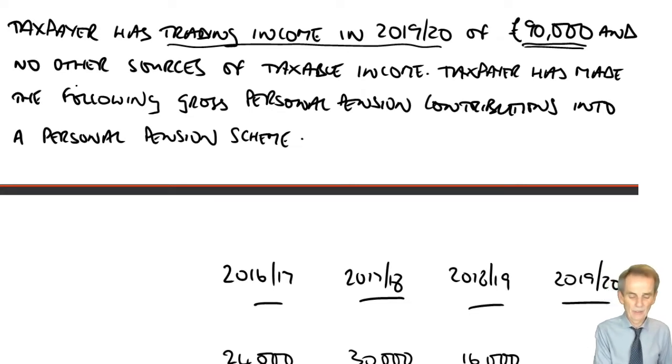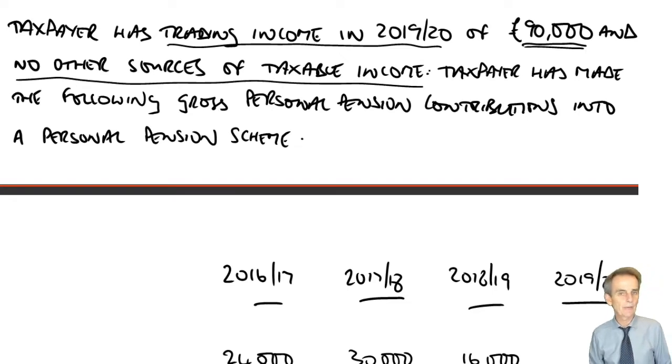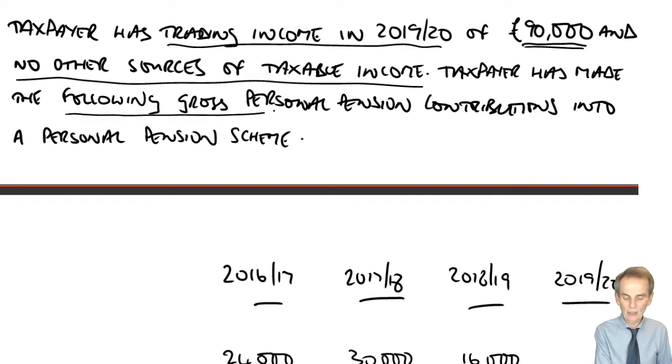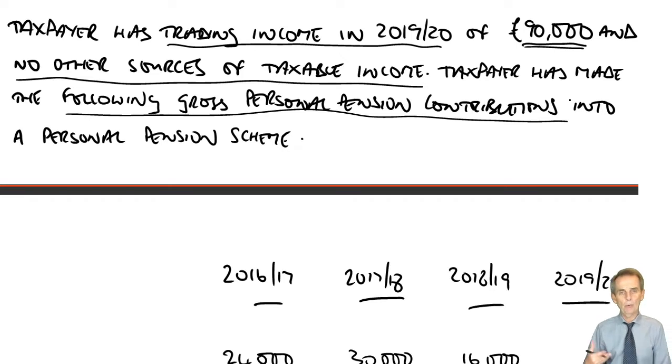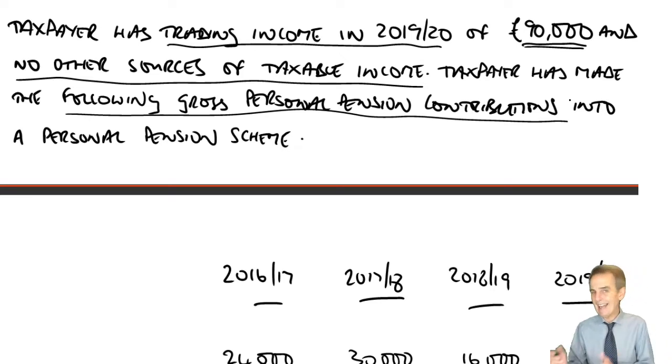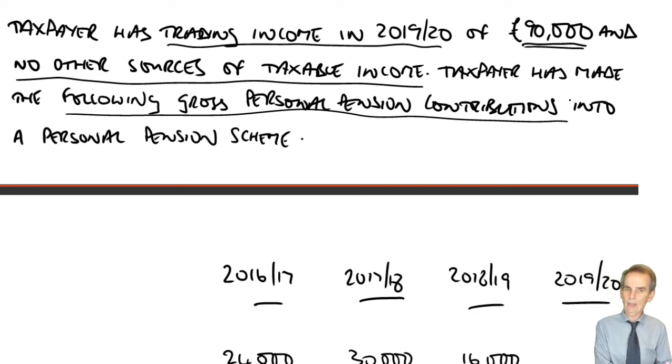We're also told that has no other sources of taxable income. The relevance of that we'll see just a little bit later. So we've got relevant earnings of £90,000. Taxpayer has made the following gross personal pension contributions. Remember, personal pension contributions are said to be paid net. So if you pay £8,000 net from a few minutes back, it's a £10,000 gross figure.